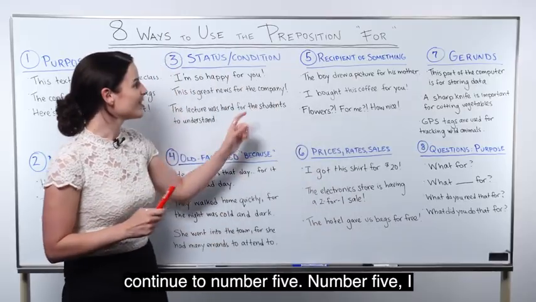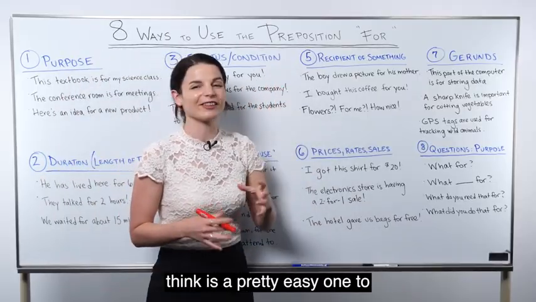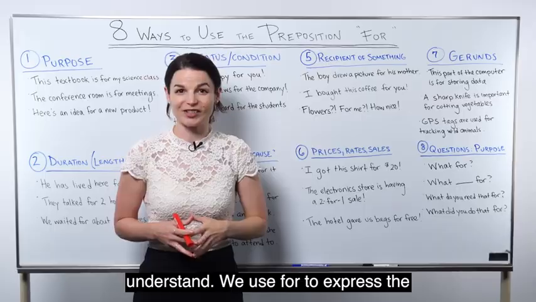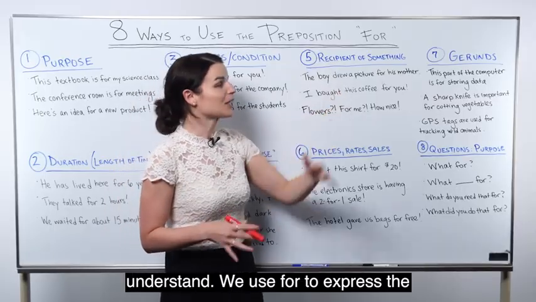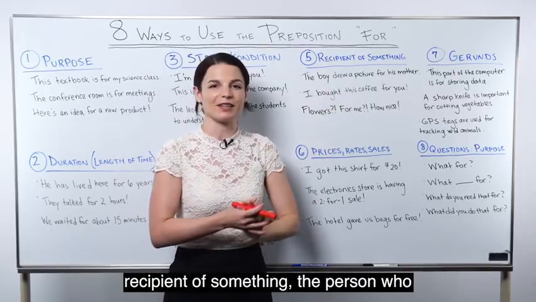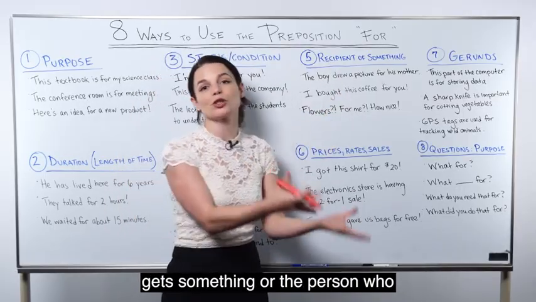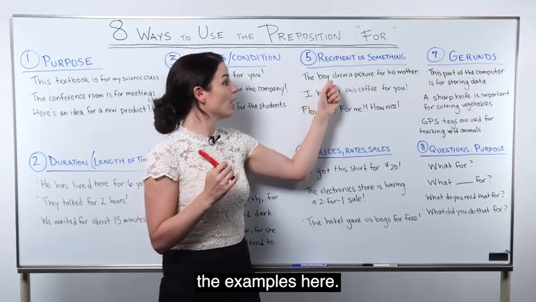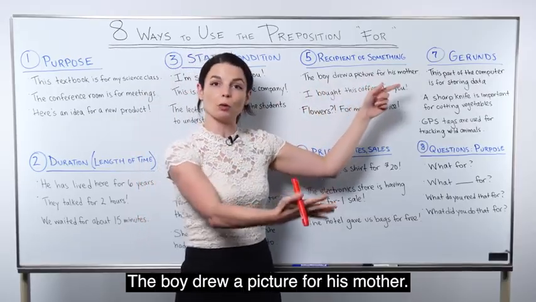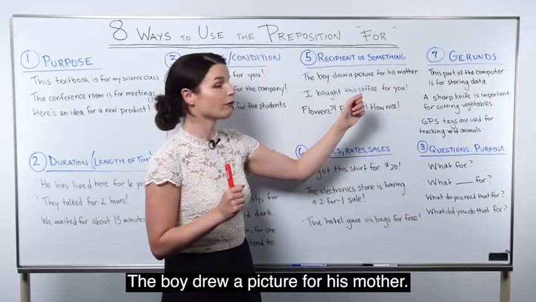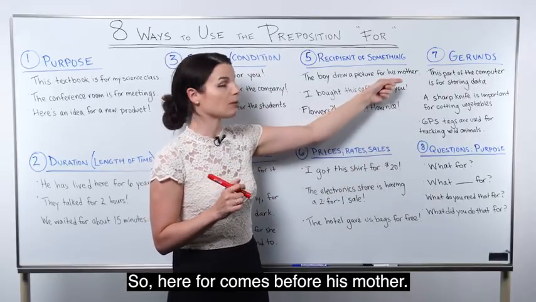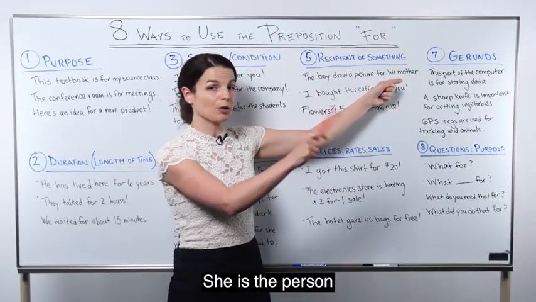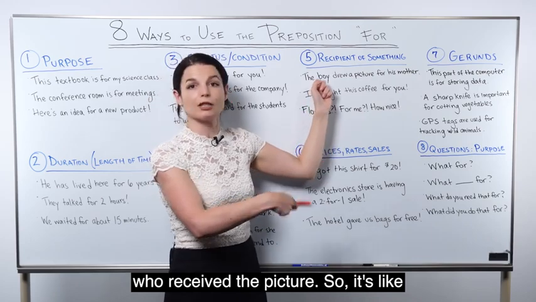Okay, let's continue to number 5. Number 5, I think, is a pretty easy one to understand. We use for to express the recipient of something, the person who gets something or the person who receives something. So let's look at the examples here. The boy drew a picture for his mother. So here, for comes before his mother. She is the person who received the picture.